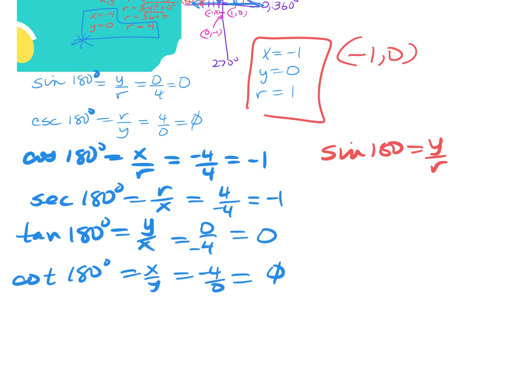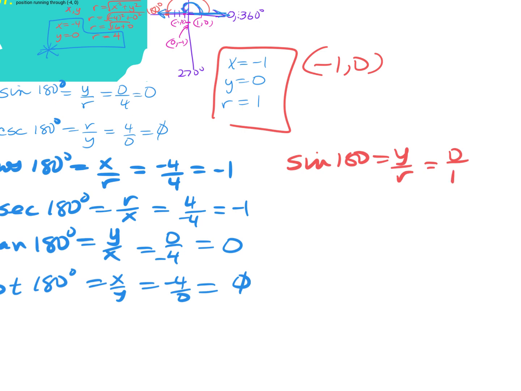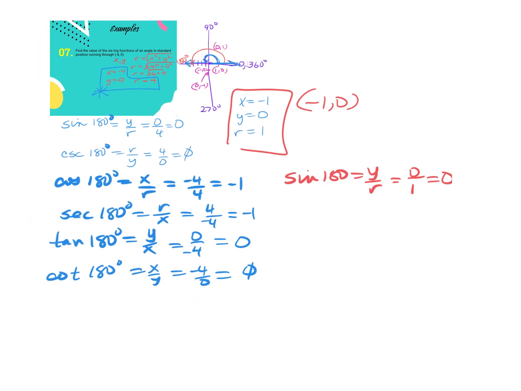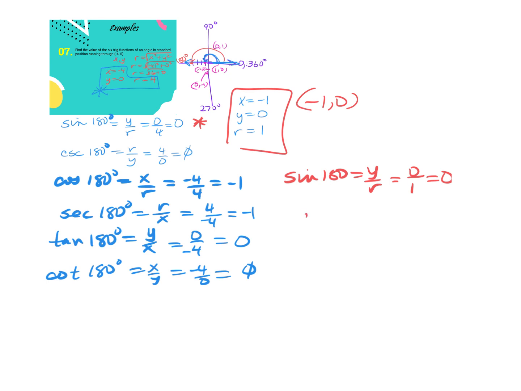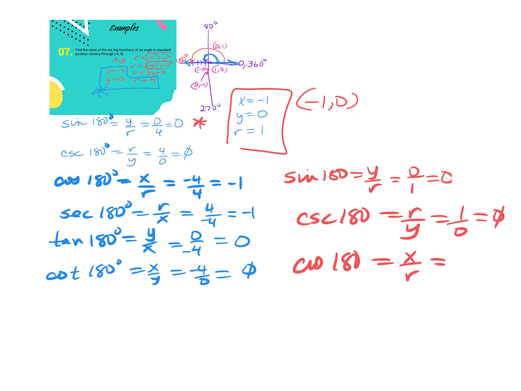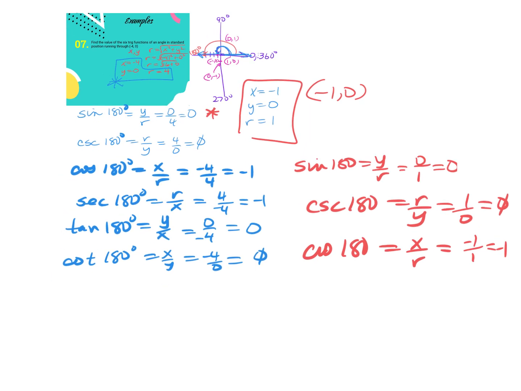So if you would have done sine using that ordered pair, y over r, you would get 0 over 1, which is 0. Notice it's the same answer I got here. And then if I flip it, r over y, 1 over 0, undefined. And then cosine 180, x over r, -1 over 1, -1. Notice it's the same answer I got here. I just had to reduce it. So again, you can use the -1, 0, or use the given ordered pair.